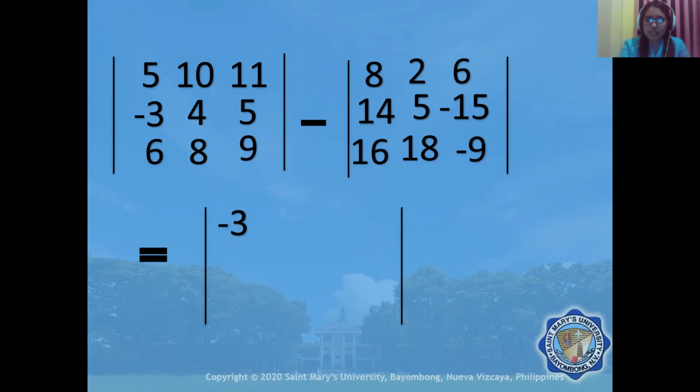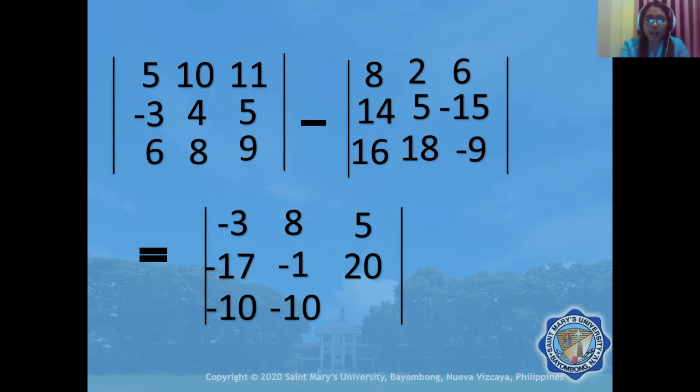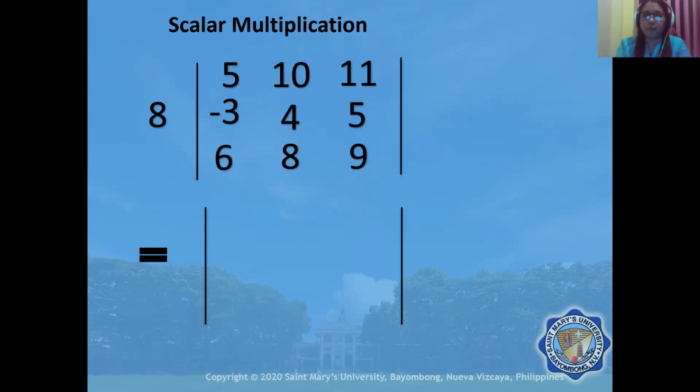10 minus 2 is equal to 8. 11 minus 6 is 5. Negative 3 minus 14 is negative 17. 4 minus 5 is negative 1. 5 minus a negative 15 is 20. 6 minus 16 is negative 10. 8 minus 18 is negative 10. 9 minus a negative 9 is equal to 18. So A minus B is equal to this matrix.